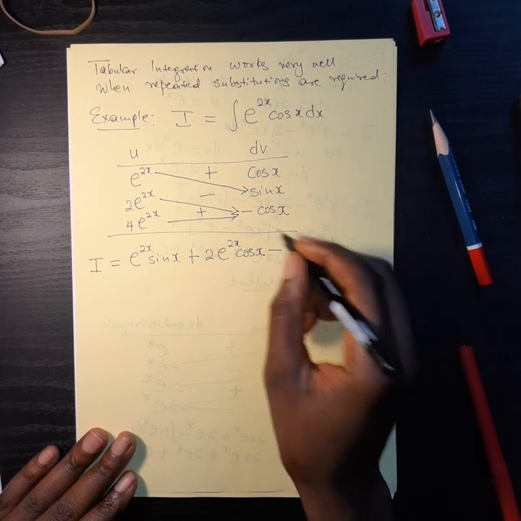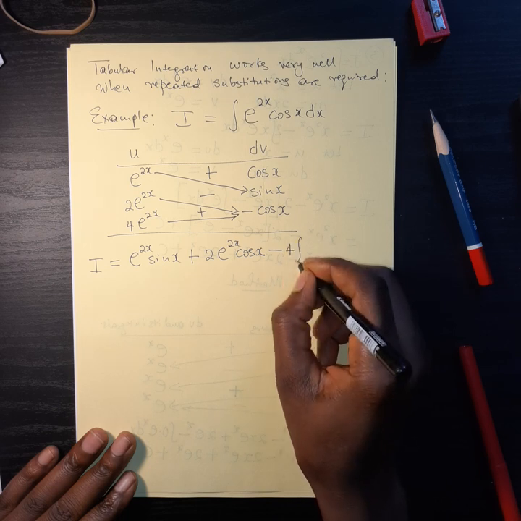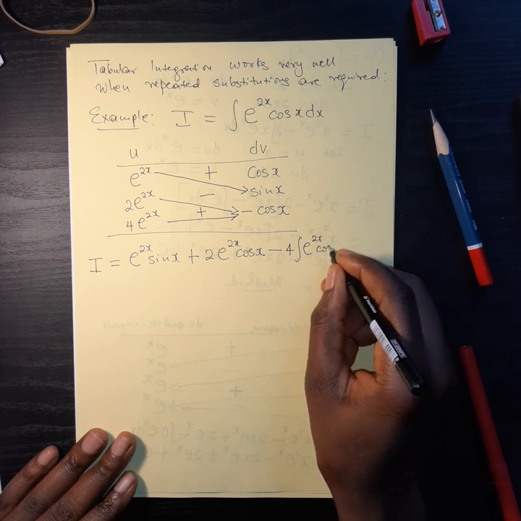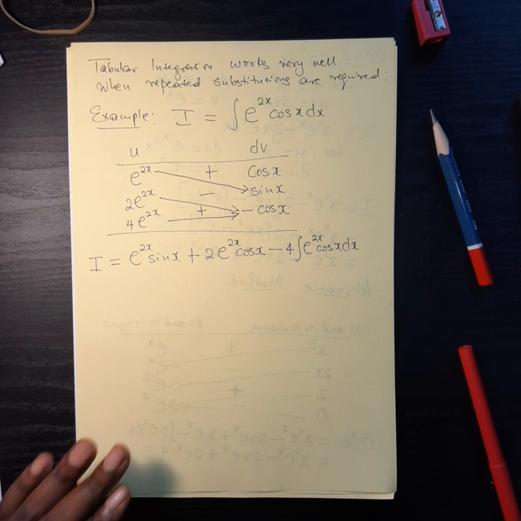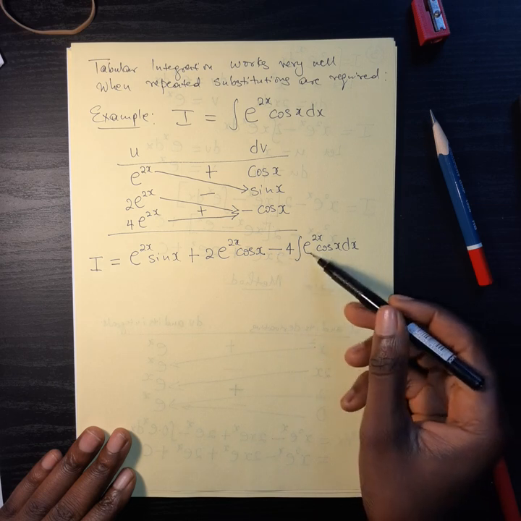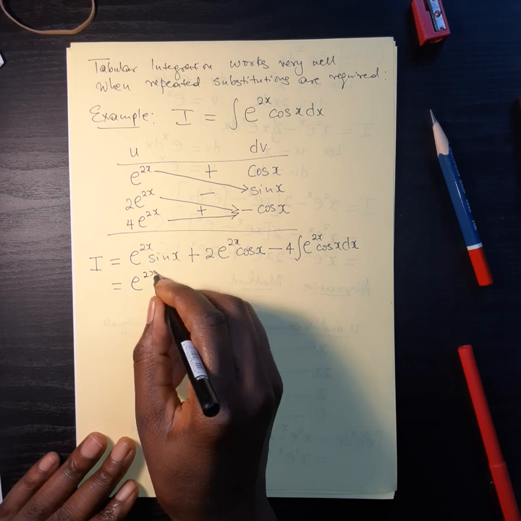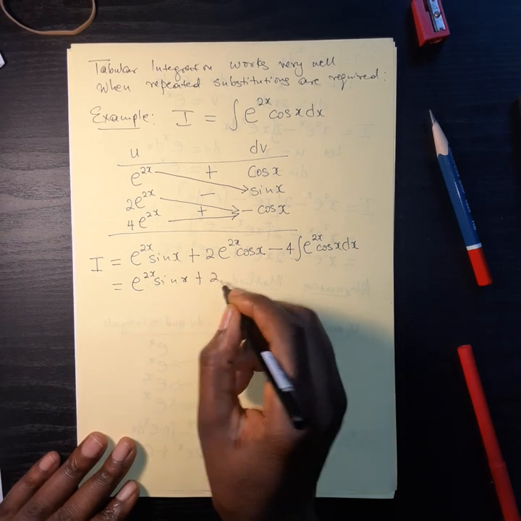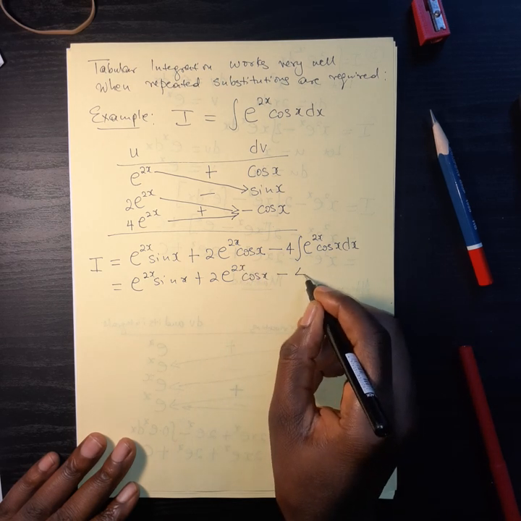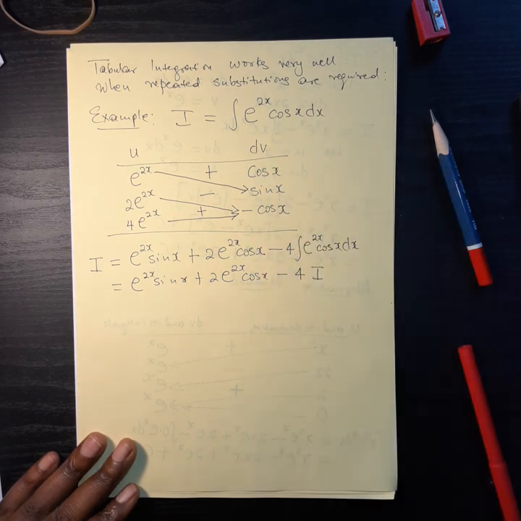So we have minus, when you go horizontally, it will be our 4. Then we put the integral sign, our e to the power of 2x cosine of x dx, like that. Horizontally, we write it that way. It's this times that. All right. And then you can see that this is nothing else but 2x sine x plus 2e^2x cos x minus 4I, because this is exactly the same as what we started off with.